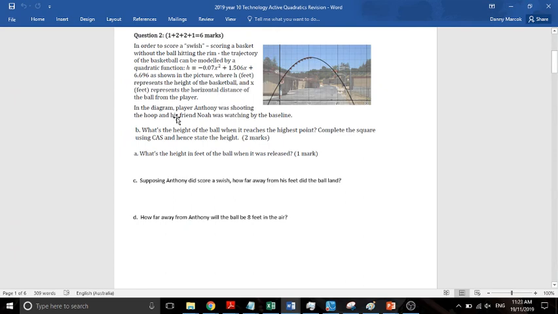air. So for this question, we have completed the square. We have found a height when x equals 0, so where it starts. We found how far away it goes, so we found the other x-intercept, and we have also found how far away it'll be 8 feet in the air.